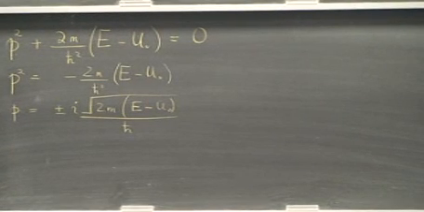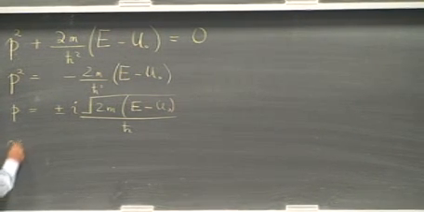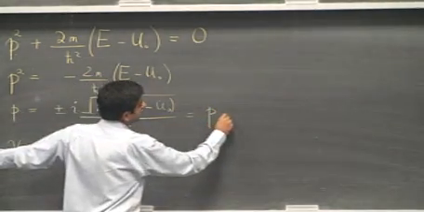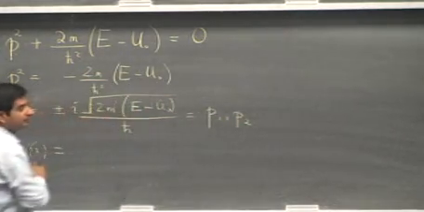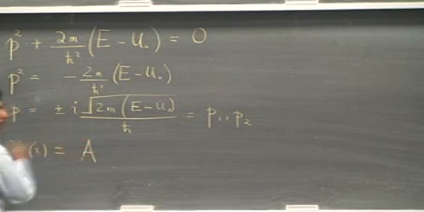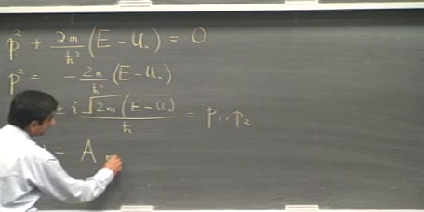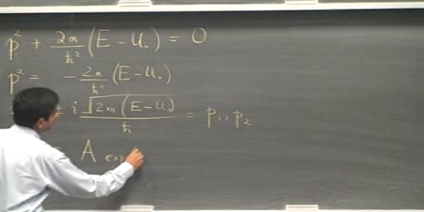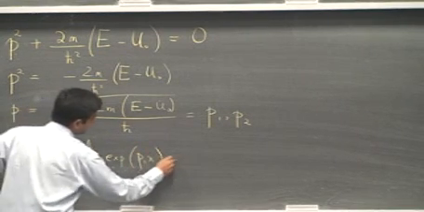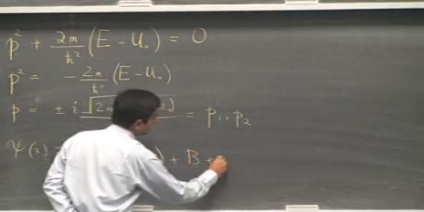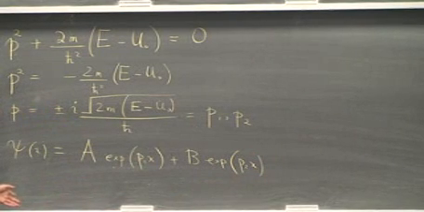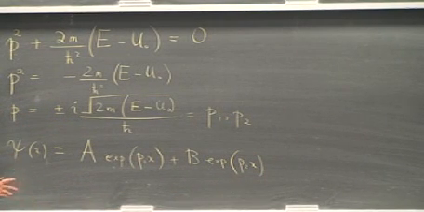Now my solution will be, let's call these roots P1 and P2, some coefficient A exponent P1 x plus B exponent P2 x. Agreed? This is how you solve the Schrodinger equation or any differential equation which has constant coefficients.